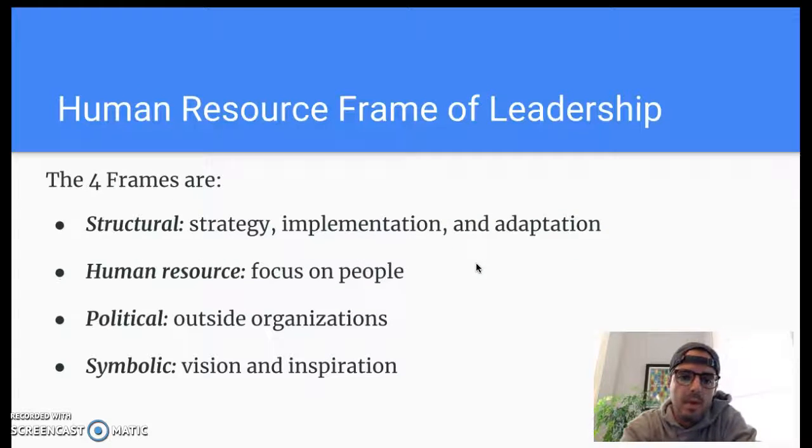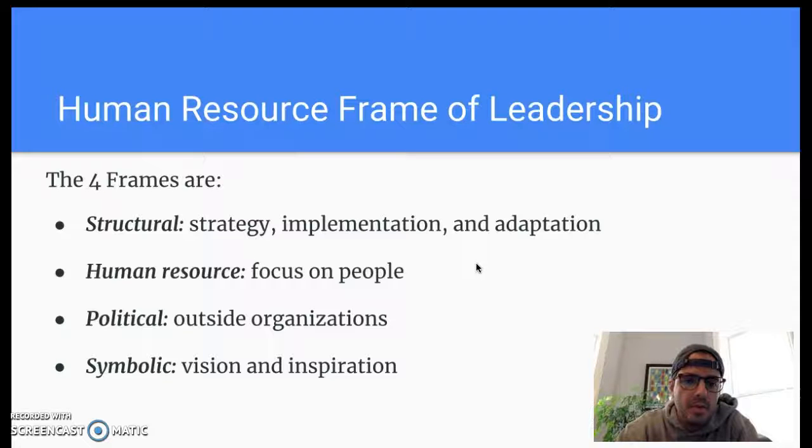The four frames are structural first. That has to deal with strategy, implementation, and adaptation. This is structural within your building, within the structures of your workplace, within the structures that you have put in place in terms of your workers, how they may report to you, things of that nature.